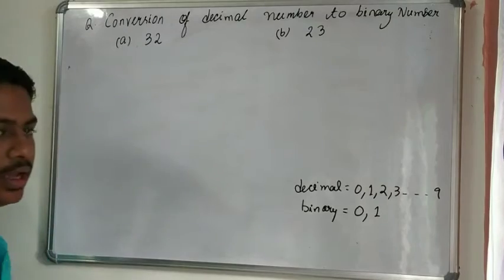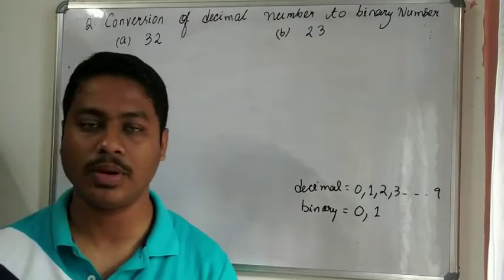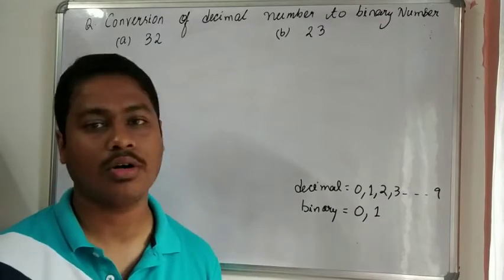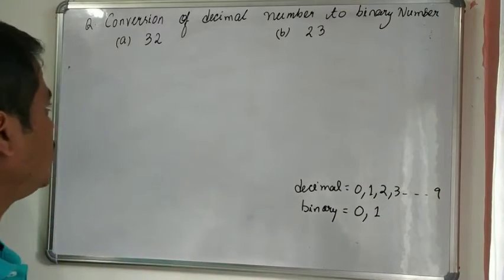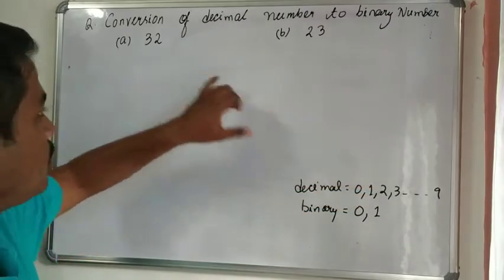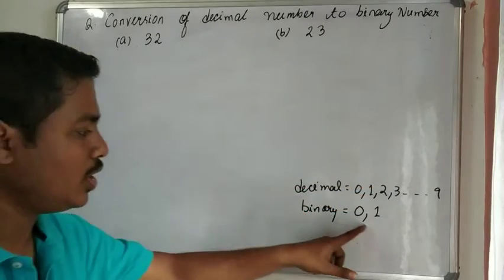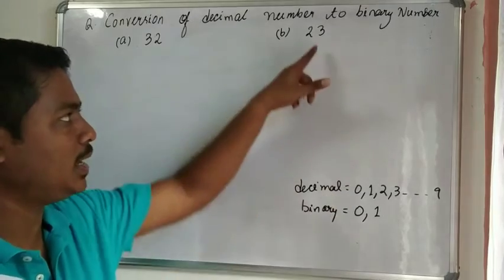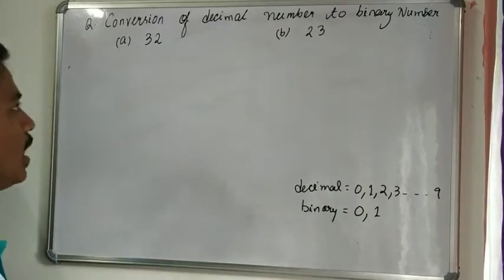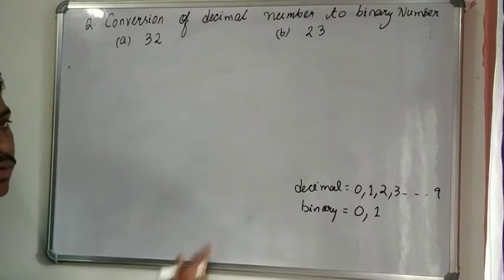Because every instruction that we give to the computer, it only understands in the form of 0 and 1. There is an off and an on state. Now if I convert this 32 into the binary number system, that means we have to convert this 32 into 0 and 1 form. Similarly, this 23 also will be converted into 0 and 1. Let us see how to convert this 32 into 0 and 1 form.